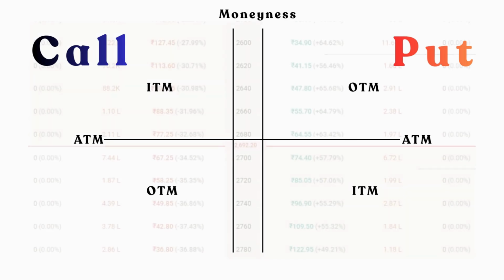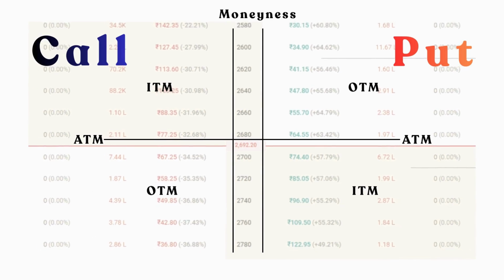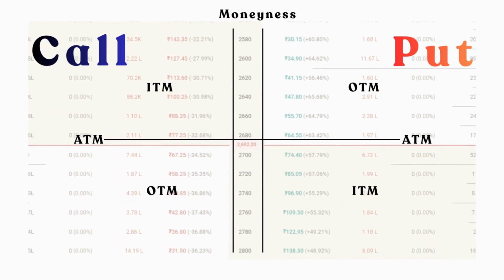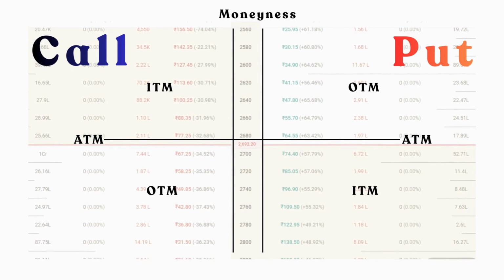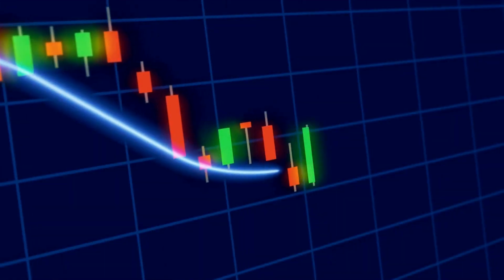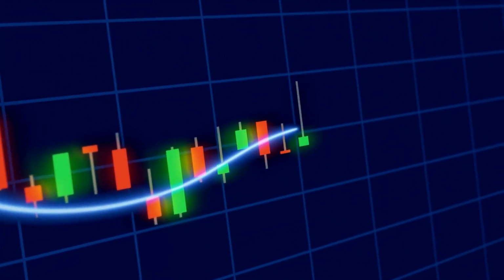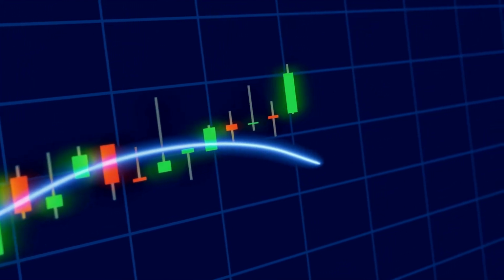Once you understand how strike price compares with the current market price, you will immediately be able to classify options logically instead of guessing. That is the point where reading option chain stops looking complicated and starts looking systematic. And once that clarity comes, strategy selection also becomes much more structured.